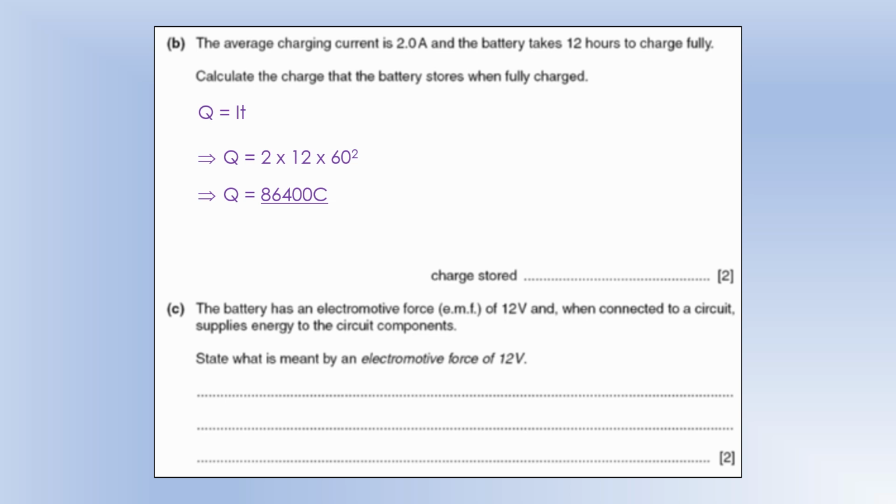The battery has an electromotive force of 12 volts and when connected into a circuit supplies energy to the circuit components. What does electromotive force of 12 volts mean? Well, it means each coulomb of charge that passes through the battery is given 12 joules of energy by the battery. So it increases its energy by 12 joules.